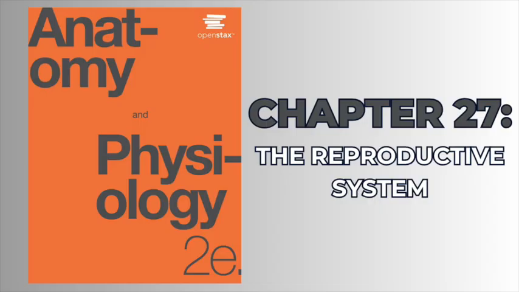Learning objectives. By the end of this section, you will be able to explain how bipotential tissues are directed to develop into male or female sex organs. Name the rudimentary duct systems in the embryo that are precursors to male or female internal sex organs. Describe the hormonal changes that bring about puberty and the secondary sex characteristics.